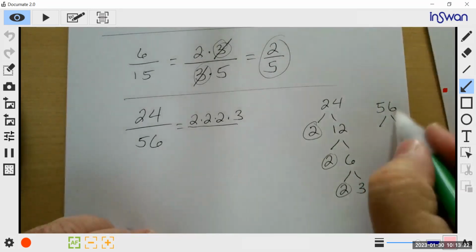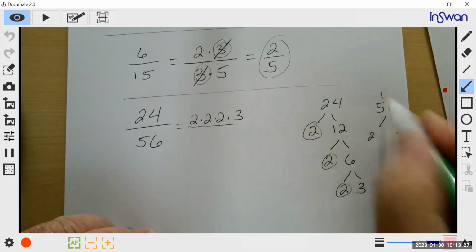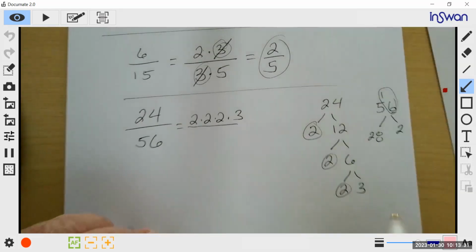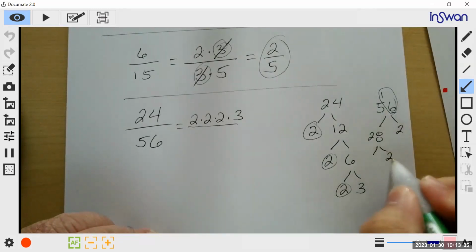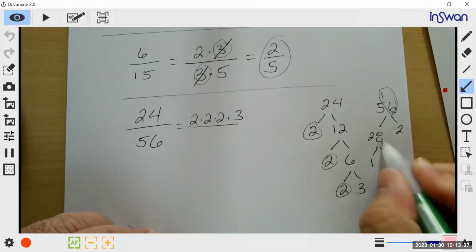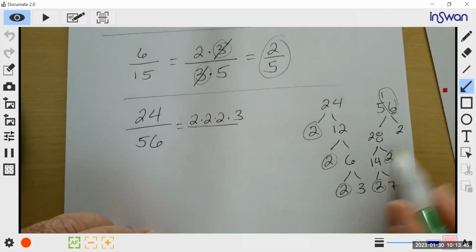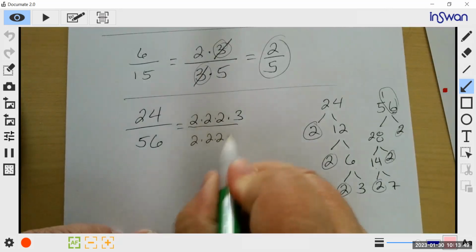56 is made up of, 2 goes into 5 twice with 1 left over. 2 goes into 16 8 times. 2 goes into 2 once. 2 goes into 8 4. 14 is 2 times 7. So it's 2, 2, 2 times 7.